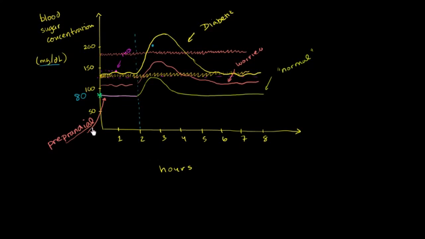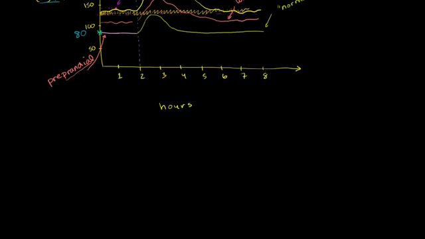What I want to do in this video, because 80 milligrams per deciliter really doesn't make a lot of tangible sense to me, I don't know exactly how much sugar that is, is try to put this into different units so that we can better conceptualize how much sugar that might be in our body. So let's just do a little bit of unit analysis over here.